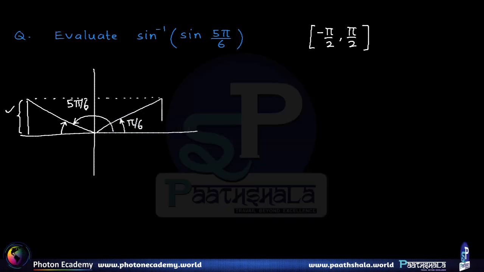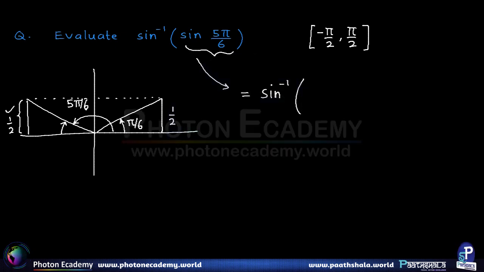And we know that the sine of that is 1 by 2, which is the same as the sine of 5 pi by 6. So this particular expression can be written as sine inverse of sine 5 pi by 6, which is sine inverse of 1 by 2. And now we can say that sine inverse of 1 by 2 is pi by 6. So that's the answer.